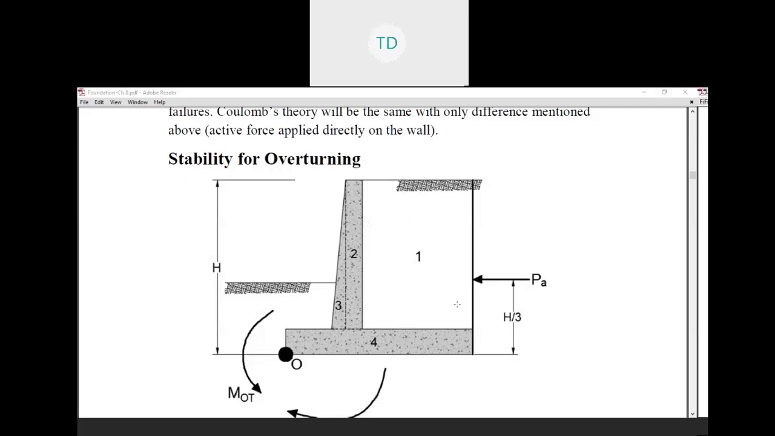Welcome to the DRCS. This is the continued lecture on retaining walls. In the last chapter, we discussed the rest of the retaining wall checks. In today's lecture, we are going to discuss the check for stability against overturning.